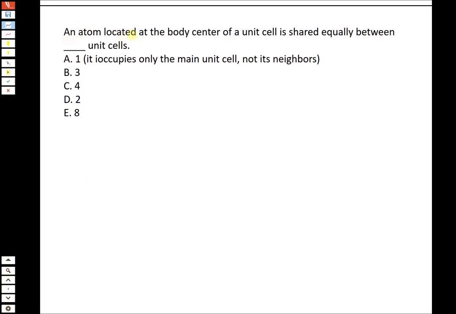If you have an atom located at the body center of a unit cell, it's shared equally between how many unit cells? The options are 1, 3, 4, 2, and 8, where option A means it occupies only the main unit cell, not its neighbors. So in a body-centered position, you have your cubic unit cell.